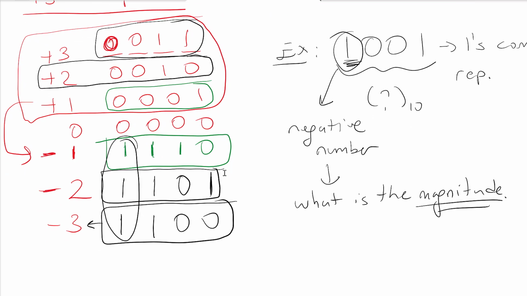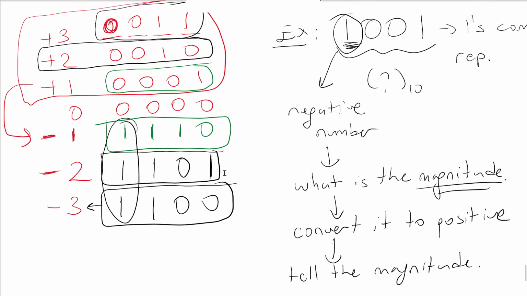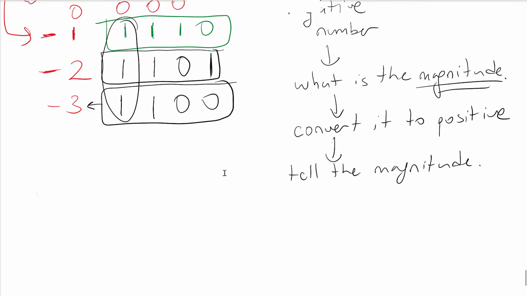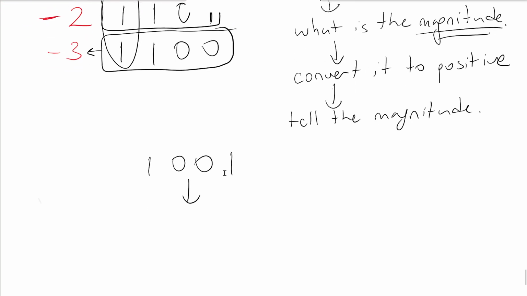So to find out the magnitude, I need to convert it to positive, and then from the positive number I can tell the magnitude. To find the magnitude of a negative one's complement number, we first convert it to positive, and from the positive side we can find the magnitude. The number given is 001. I know this is a negative number, so to find the magnitude, I need to convert it to positive.